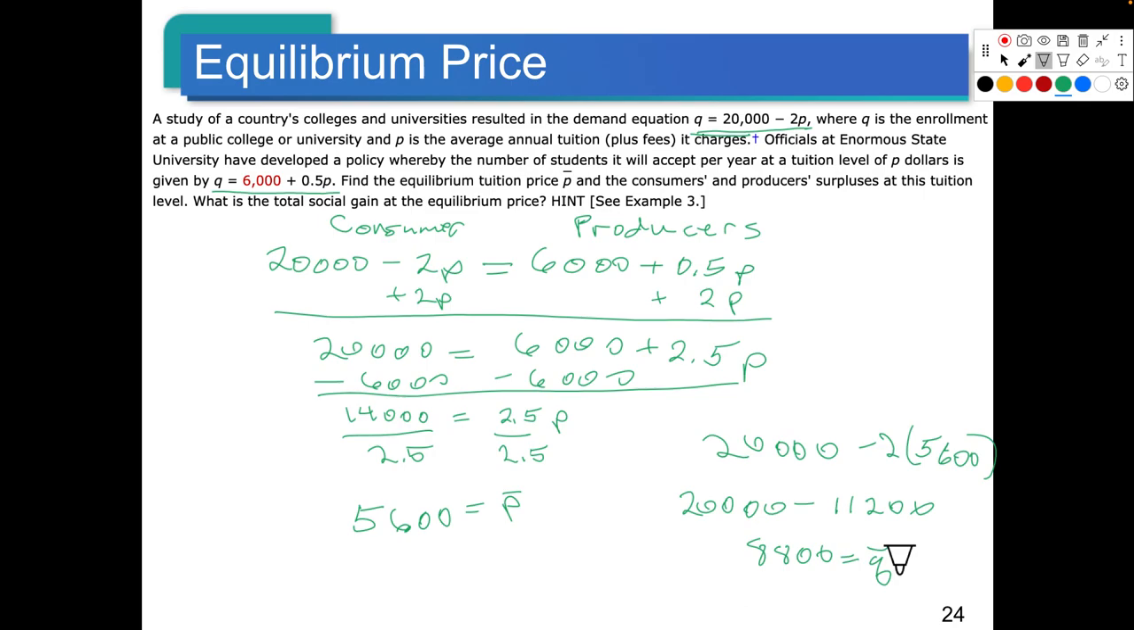Okay. And then for the consumer, I'm not going to solve all the way, but this is a step you're going to need to do that we haven't really talked about until now. To get the consumer surplus, remember that's this, minus P bar. So it's going to be 20,000 minus 2P, minus P bar, which is 5,600.